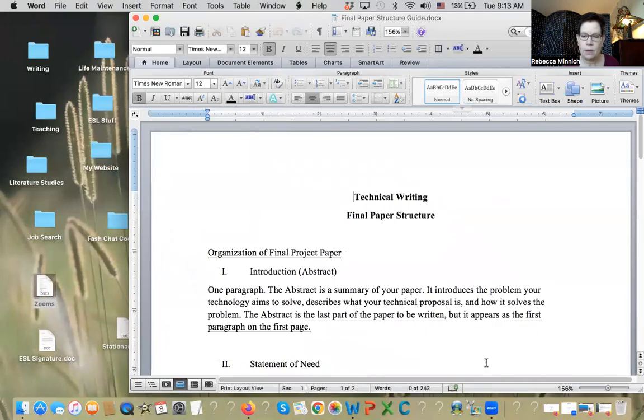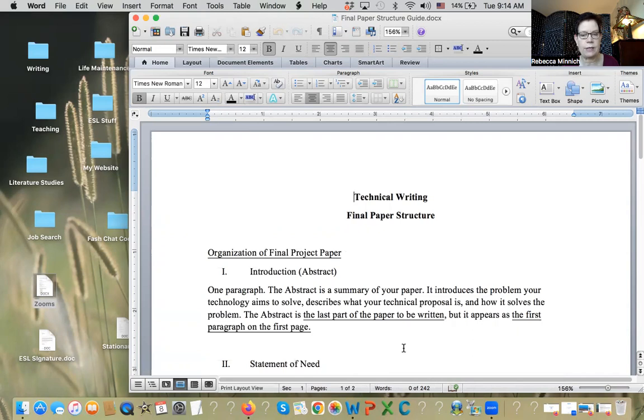You are going to need the abstract to start with. And the abstract is basically a summation of your paper. It's one paragraph introducing the problem that your technology aims to solve, and then describing your proposal and how it solves the problem. The abstract is the last part of the paper to be written.